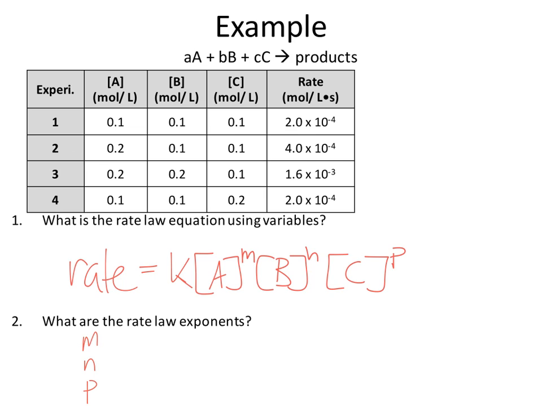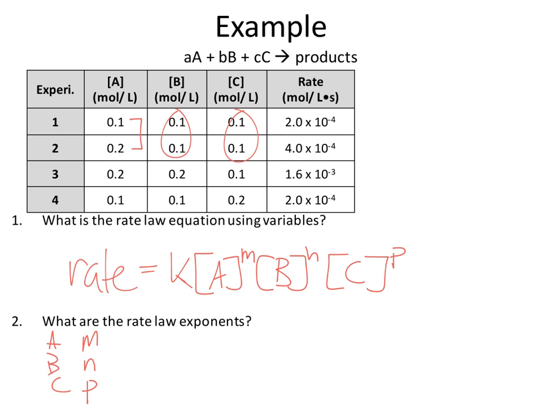Now what we have to do is look at this table to figure out these exponents. To figure out the exponent for A, we have to keep the other two reactants, B and C, constant. So we look at this table over here. We see there's a change from 0.1 to 0.2, and we could use that to figure out our exponent, but we have to make sure that B and C are also constant, and they are. Here we see that these are constant while this one changes.